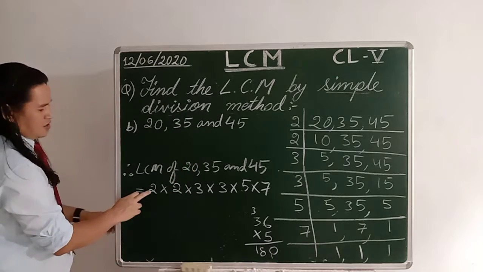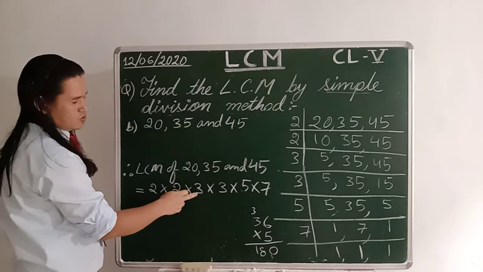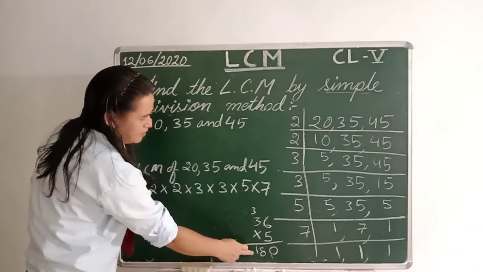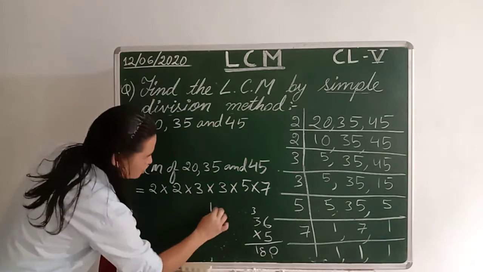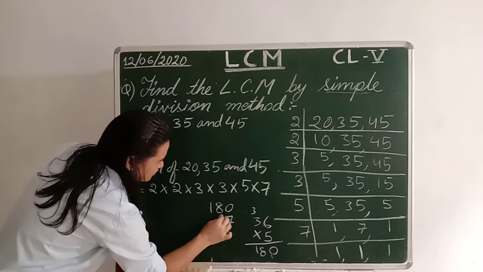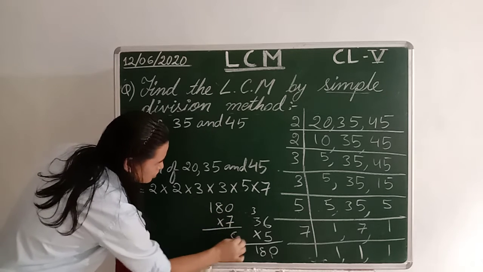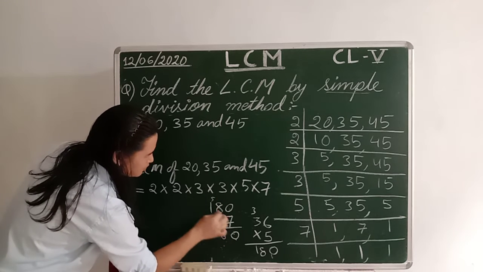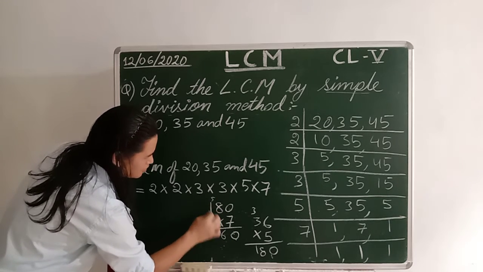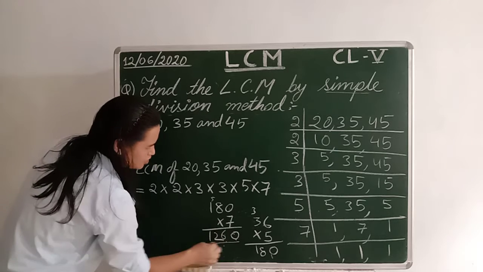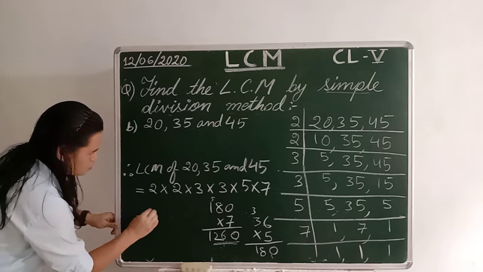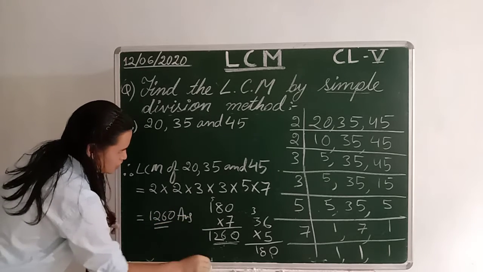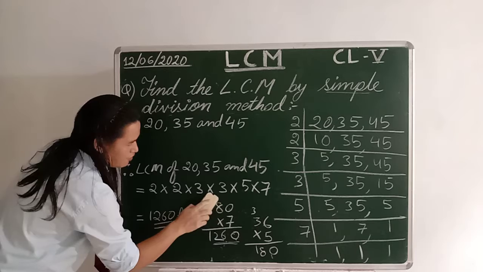So here again see, 2 2s are 4, 4 3s are 12, 12 3s are 36, 36 5s are 180. Now 180 times 7. 7 0s are 0, 7 8s are 56, 6 carry over 5, 7 1s are 7 plus 5, 12. So how much did you get? Equals 1260, your answer. So whatever I have done here, that is all rough work.